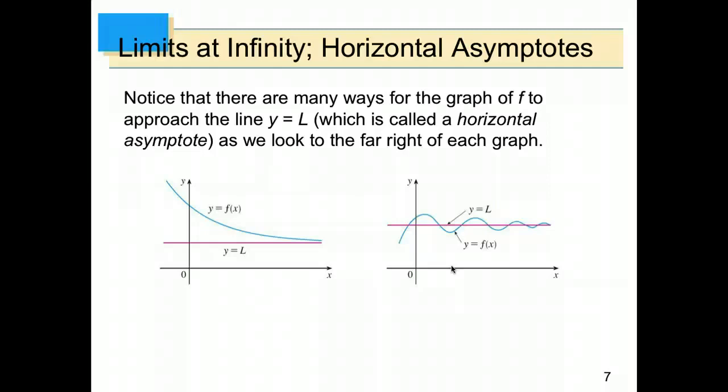And notice here are a couple different ways that some function or graph of f can approach a line L. Once again, which we call these horizontal asymptotes, as we look far to the right of each graph. On the right-hand side here, the function is oscillating but dampening as x gets bigger and bigger and is approaching L. Where on the left here, it looks like it could be some type of inverse variation or an exponential decay function, where it's just smoothly approaching and getting closer and closer to that line y equals L.